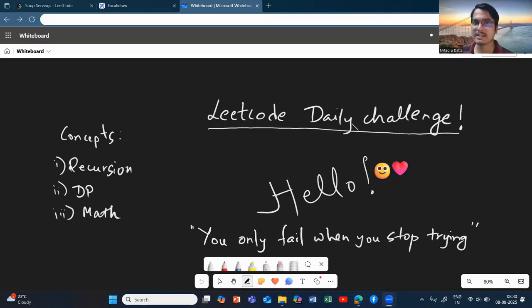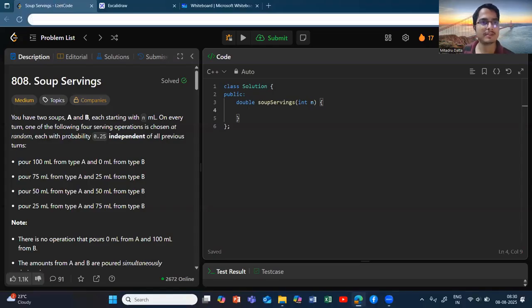So let's see today's daily challenge on Leetcode and try to solve it together. We are given this problem, soup servings. You have two bowls of soup, A and B, each starting with n milliliters. On every turn, one of the four serving operations is chosen at random, each with a probability of 0.25, independent of all the previous turns.